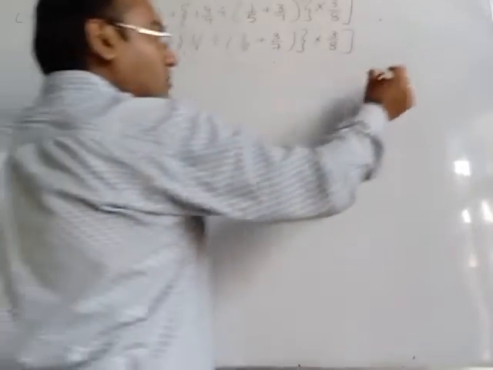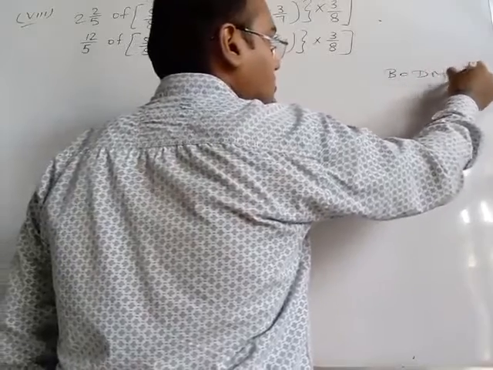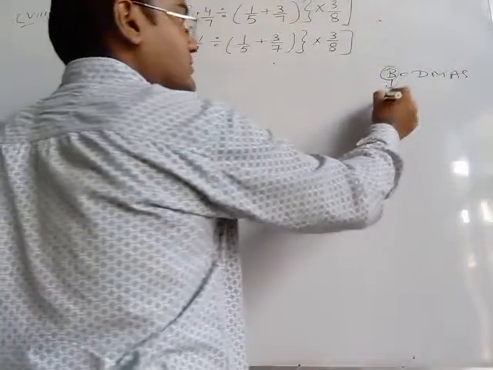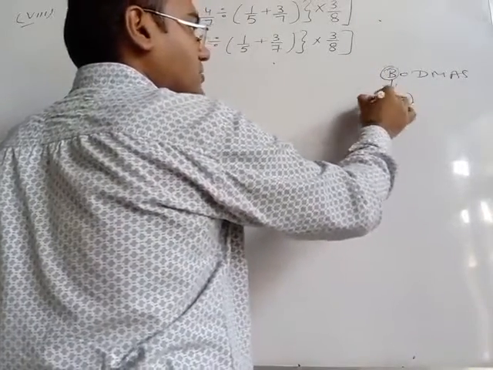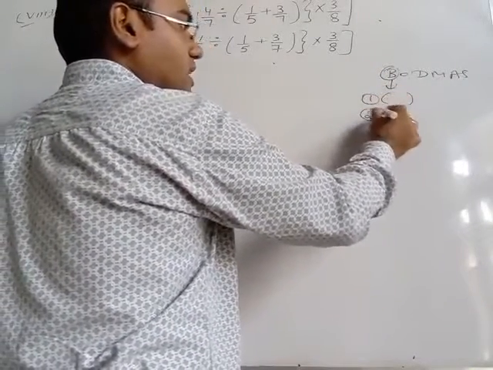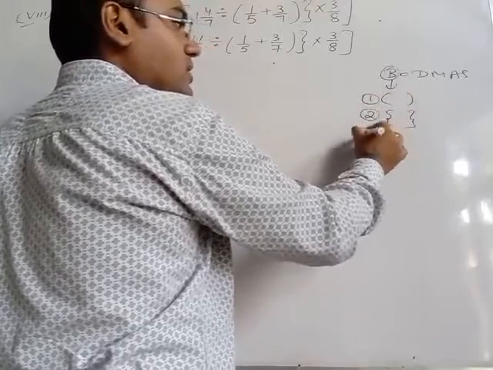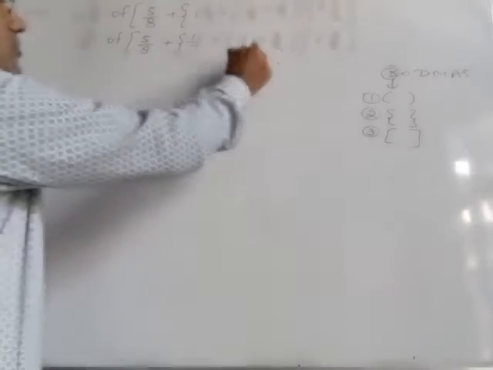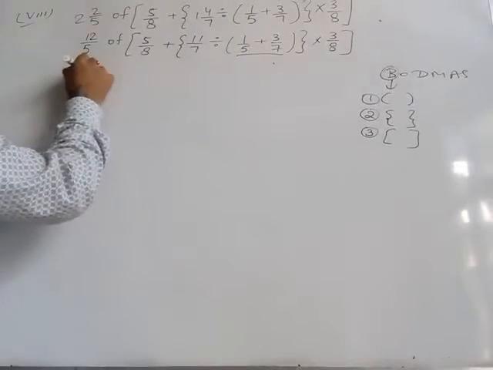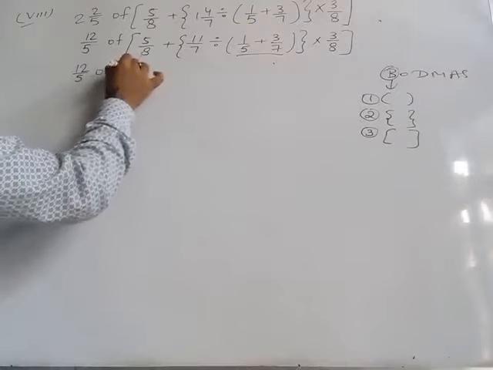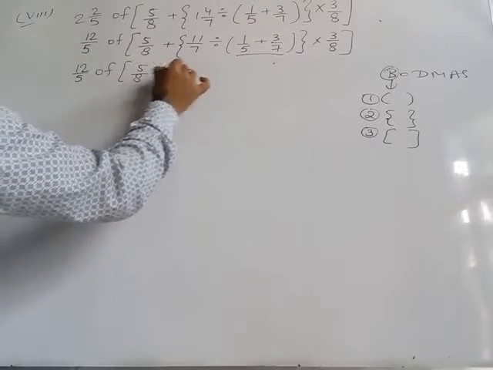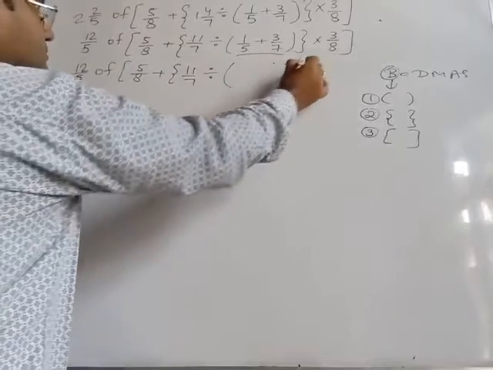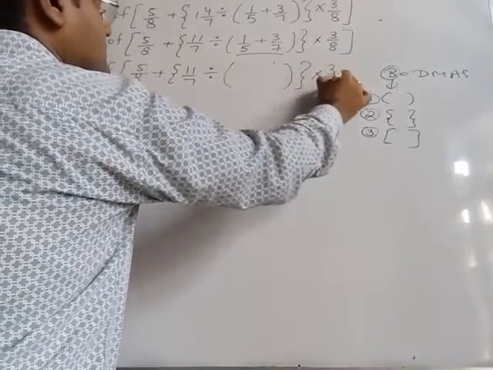Now we will use BODMAS. First of all we have to solve B. B stands for small bracket. Then after that we have to solve curly bracket, and after that we have to solve large bracket. Now this small bracket we have to solve first. 12 upon 5 of 5 upon 8 plus 11 upon 7 divided by, rest of the things we will write as it is.